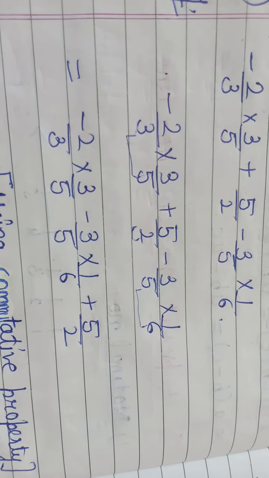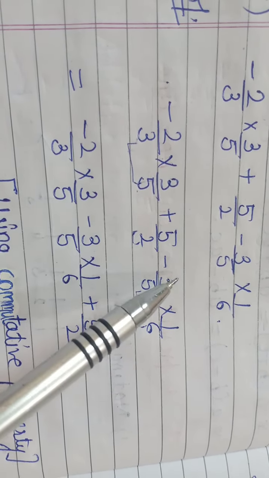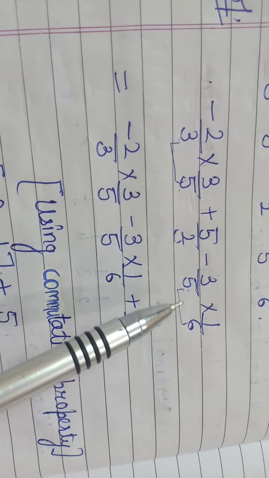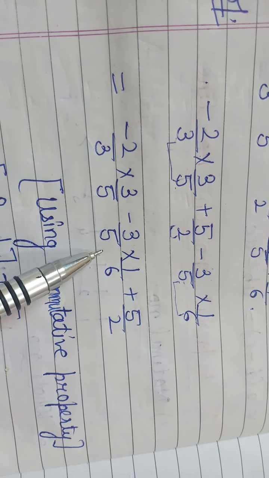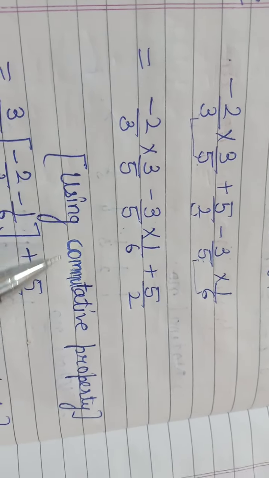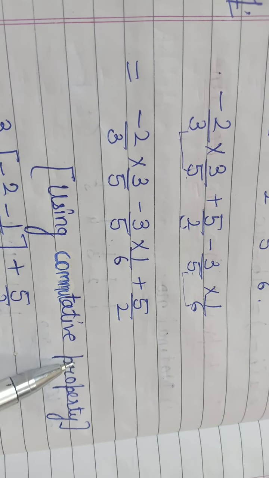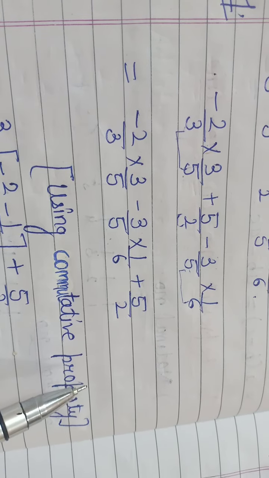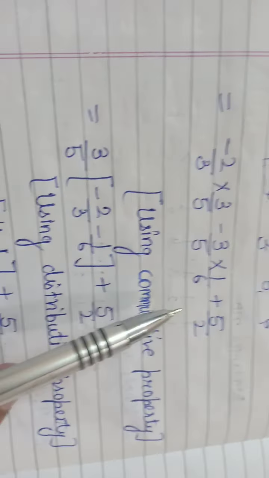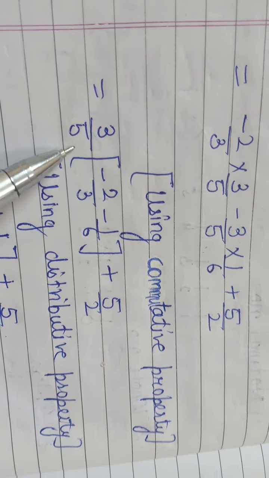Do you find something common in three terms? Yes, 3 by 5 is common in these two terms. So we can take this term as first and this term as last, because here the commutative property applies. In commutative property, we know that we can swap the positions. For example, a plus b is equal to b plus a. So after that, from here 3 by 5 is common.